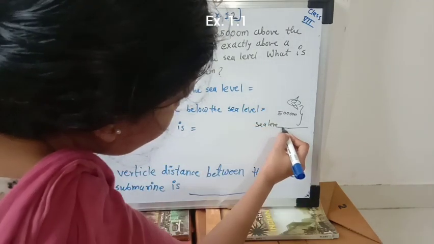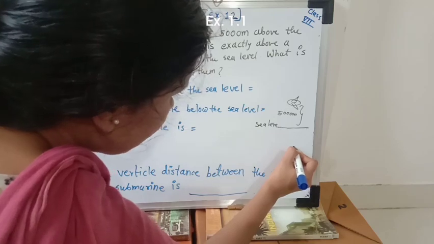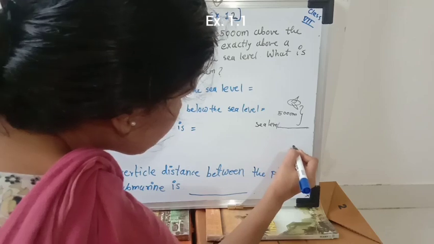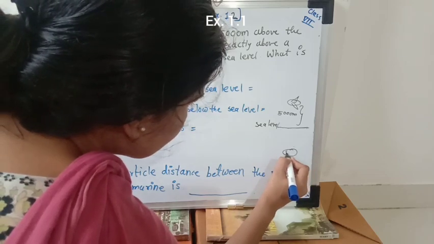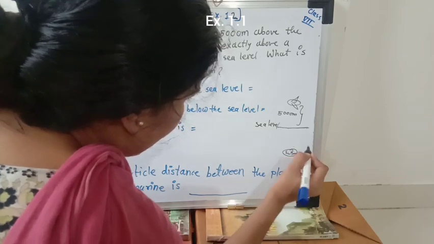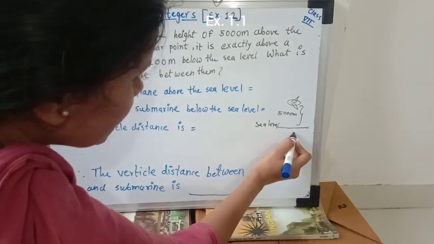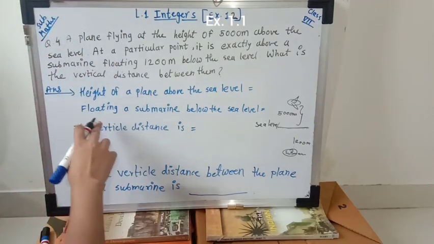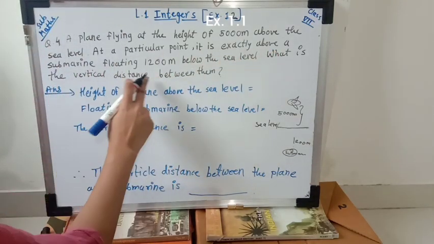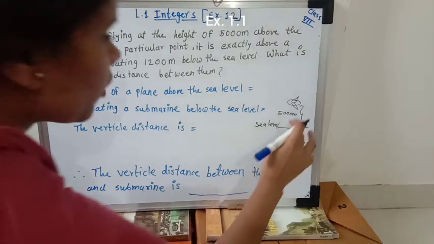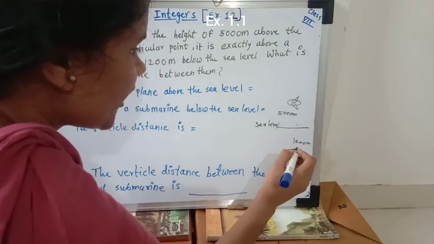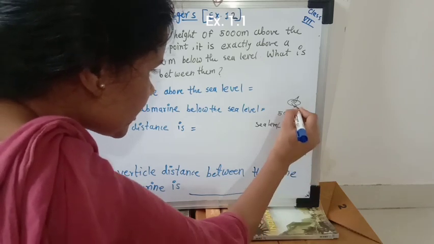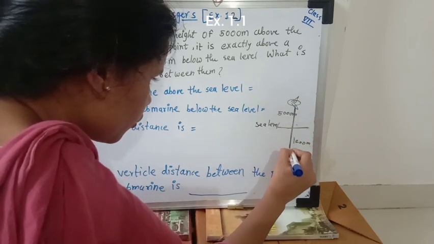Here, below the sea level, there is a submarine. Okay, this is a submarine, and the distance between the submarine and sea level is 1200 meters. Now they are asking what is the vertical distance between them. So here we have to find the distance between the plane and the submarine, which means we have to find this vertical distance.